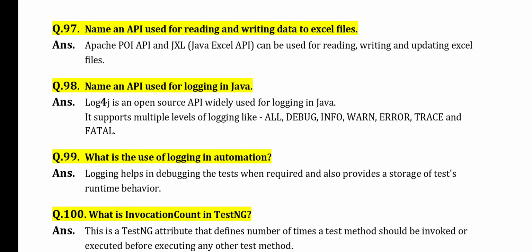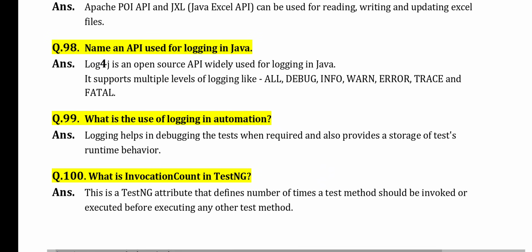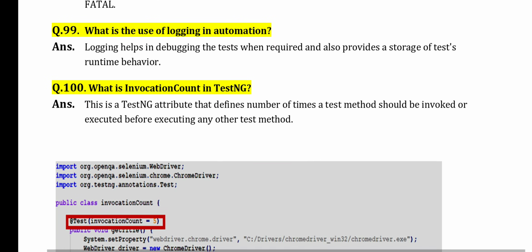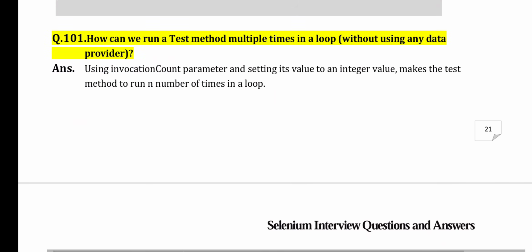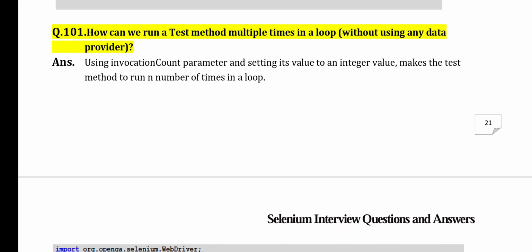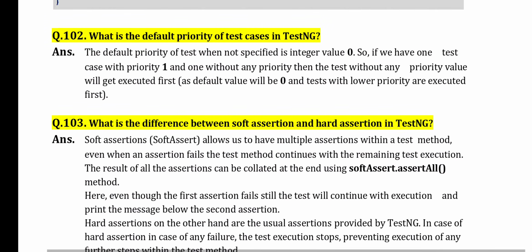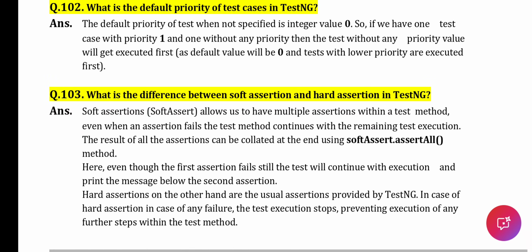Name an API used for reading and writing data to the Excel files. Name an API used for logging in Java and logging in automation. What is the use of logging in automation? What is invocation count in TestNG? How can we run a test method multiple times in a loop without using any data provider? What is the default priority of test cases in TestNG?